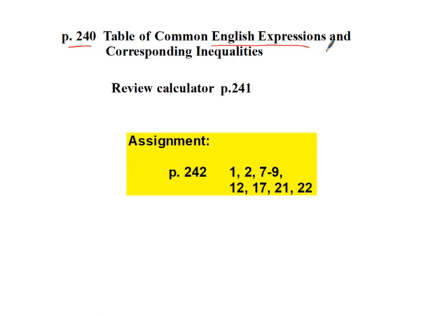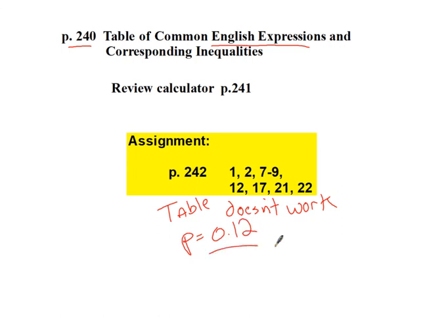The table is great, but it doesn't work always when you've got a probability that's something like this. Because the table will go with 10% and then jumps to 15%, but it doesn't have p is equal to 0.12. That table is really only going to work when you got the probabilities that are listed above.